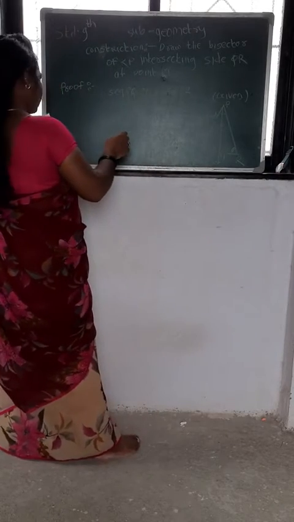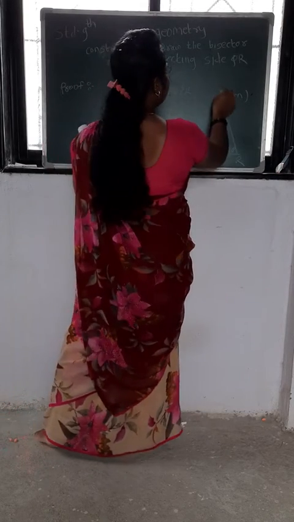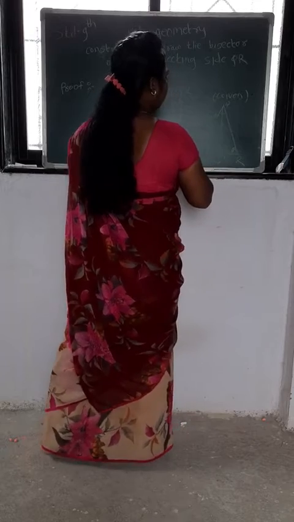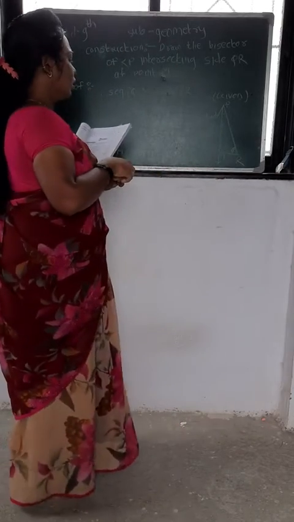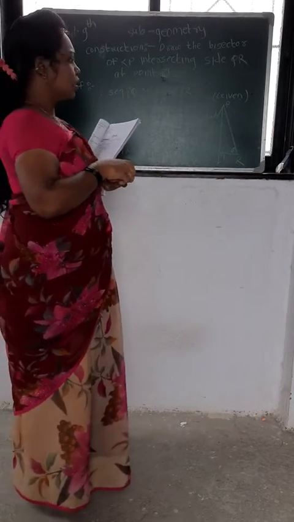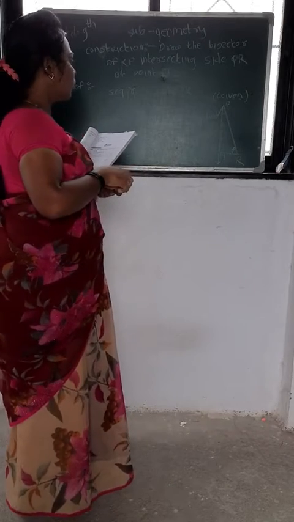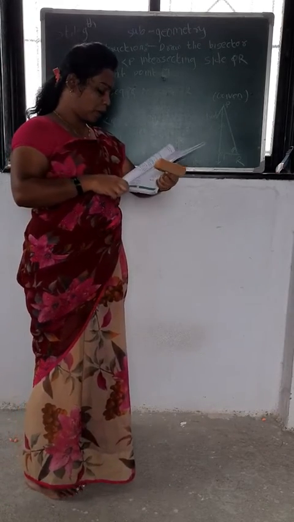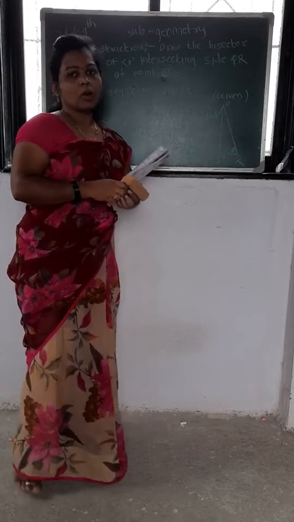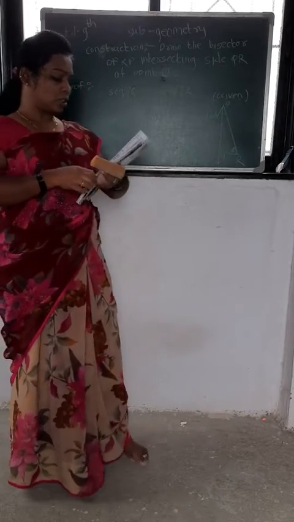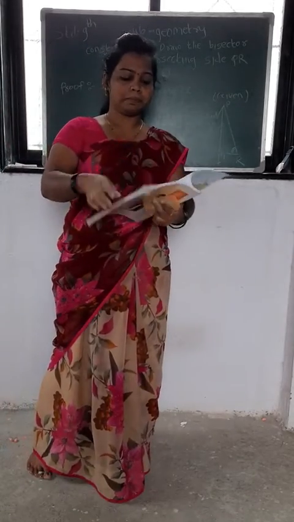By the angle side angle test, segment PQ is congruent to segment PR. This is the proof of the converse of the isosceles triangle theorem.